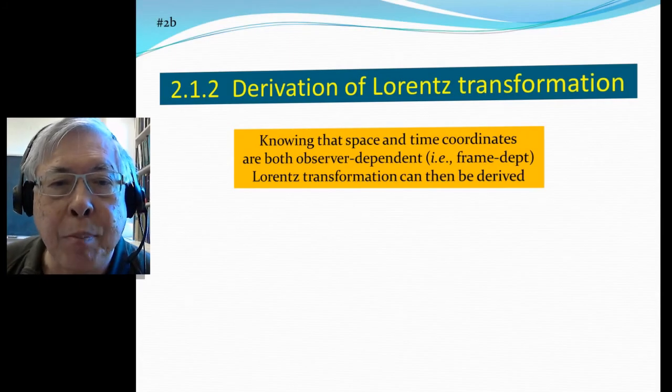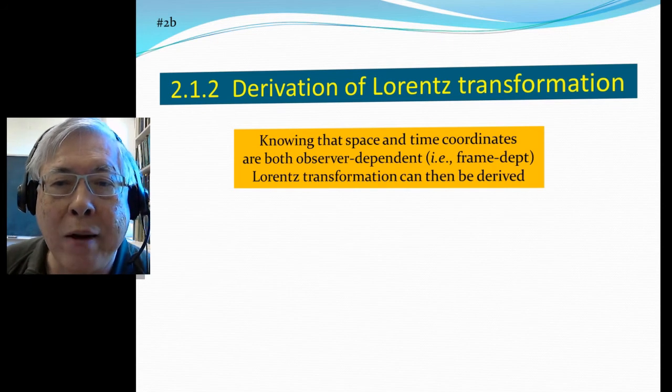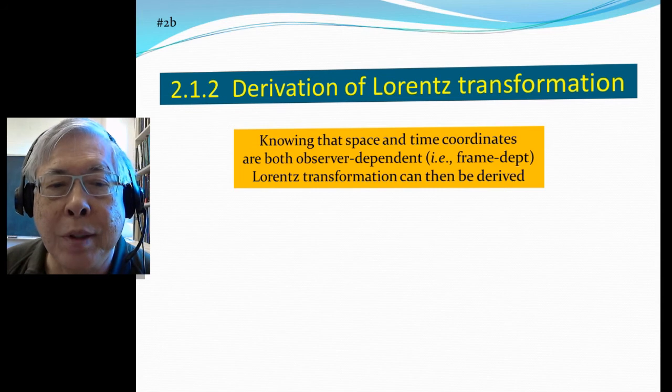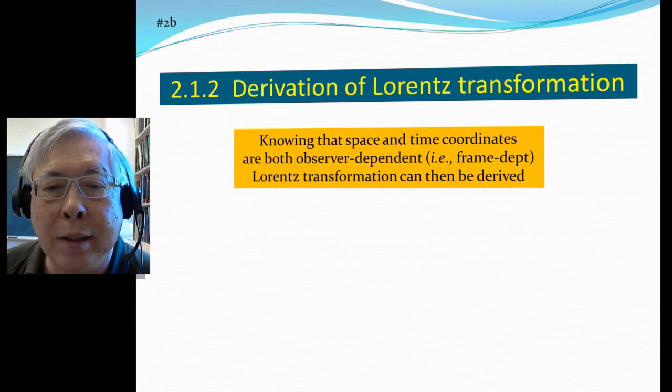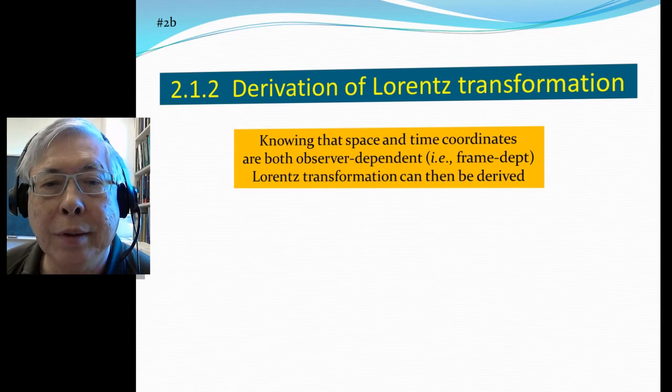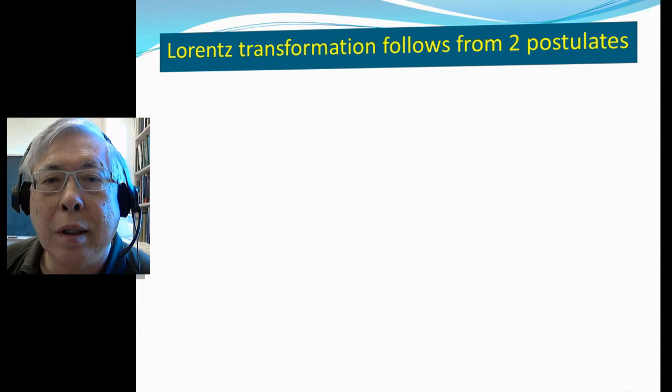Okay, this is the second part of the second lecture. We're finally going to derive the Lorentz transformation. Basically, we know the space-time coordinate dependence. Then from that, we can immediately derive the Lorentz transformation.